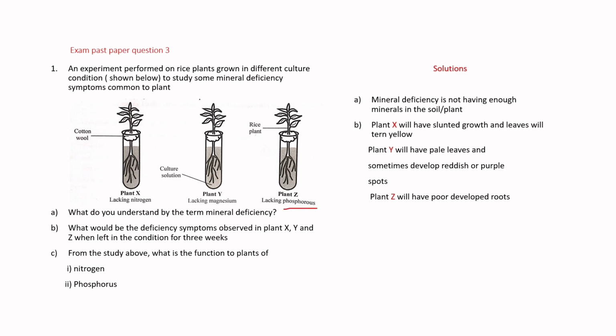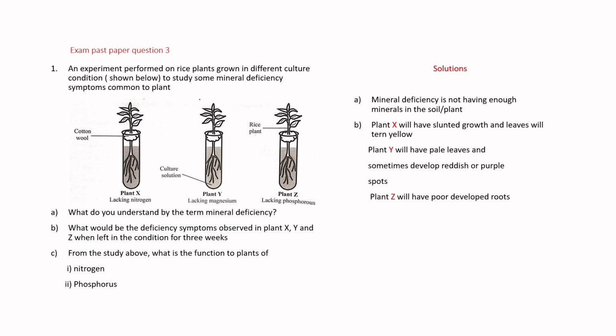And then plant Z, which is lacking phosphorus, will have poor root formation. So if you remove this plant from this cylinder after 3 weeks, you discover that the roots won't be okay. Why? Because phosphorus is lacking, and phosphorus is responsible for proper root formation. Then you have answered question B.